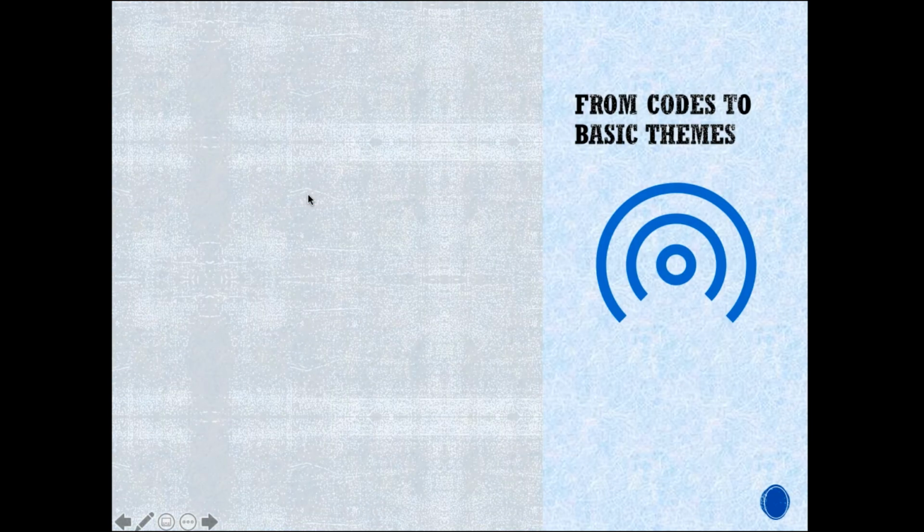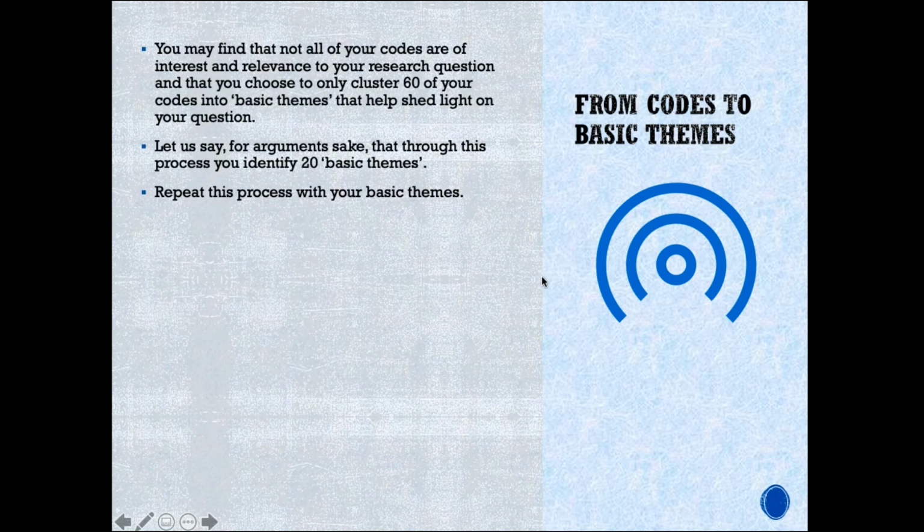Then let's go from codes to basic themes. You may find that not all of your codes are of interest and relevance to your research question, and that you choose to cluster only, let's say for example, 60 of your codes into basic themes that help shed light on your question. Let us say, for argument's sake, that through this process you identify only 20 basic themes rather than 60.